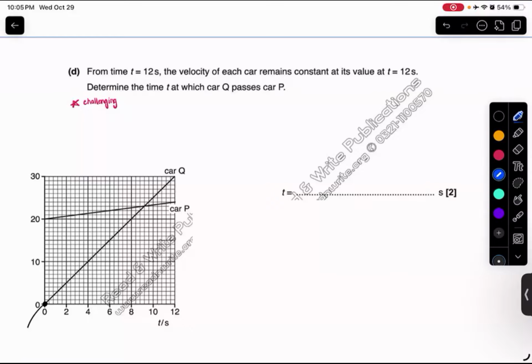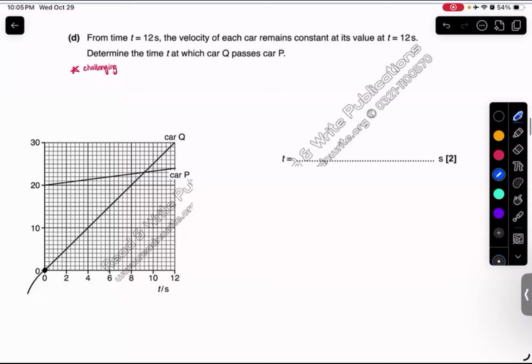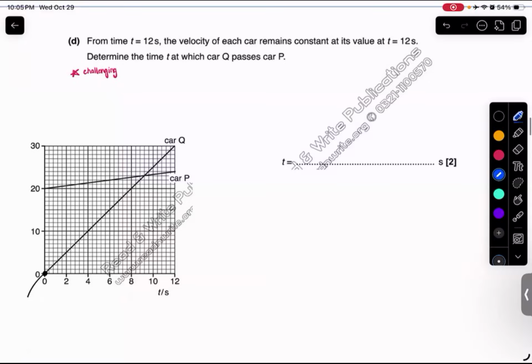I'll give you one hint. We are trying to find the time when both areas under P and Q are equal. That is what we're trying to find out.